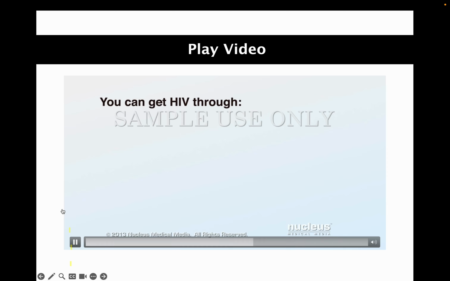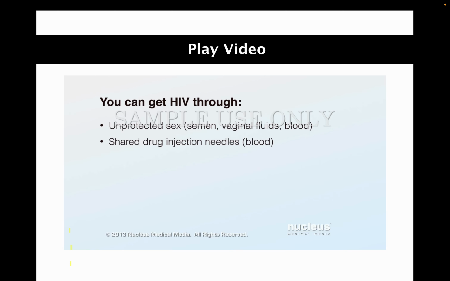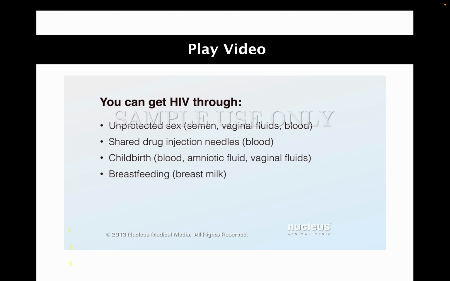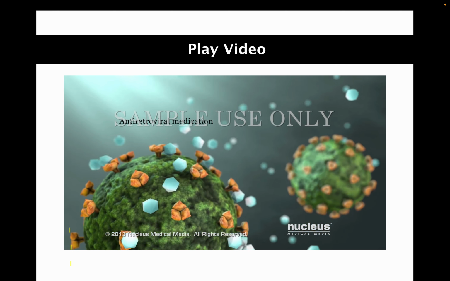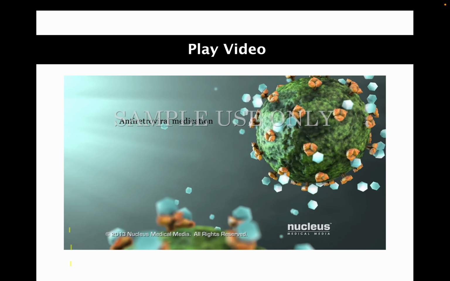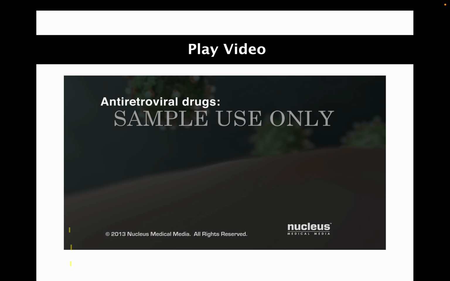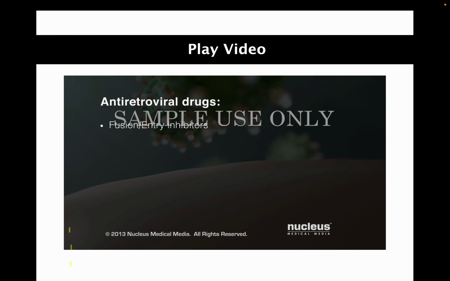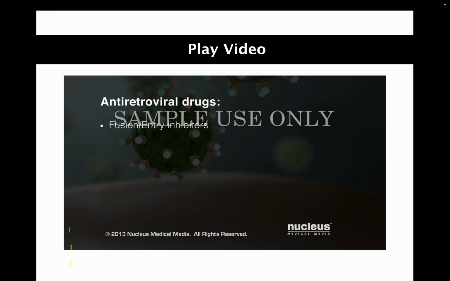HIV passes from person to person through infected body fluids. HIV can enter your body during unprotected sex, while sharing drug injection needles, during your own childbirth, while breastfeeding from your mother, or from contaminated blood or blood products. Although there is no cure for HIV, drugs called antiretroviral medications can reduce the amount of HIV in your body. One class of antiretroviral medication, called entry or fusion inhibitors, disrupts the HIV infection process by preventing the virus from attaching to your cells.